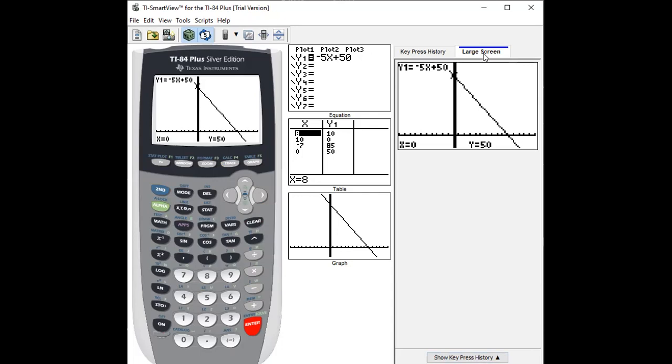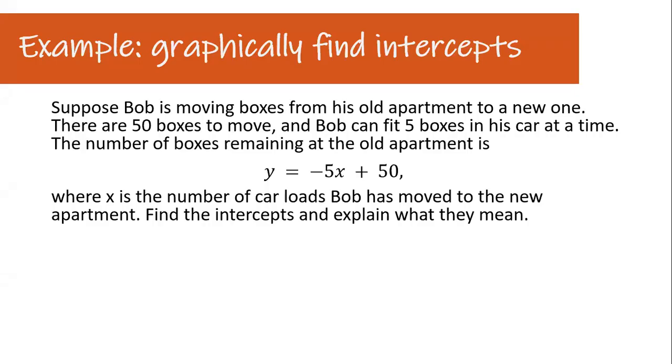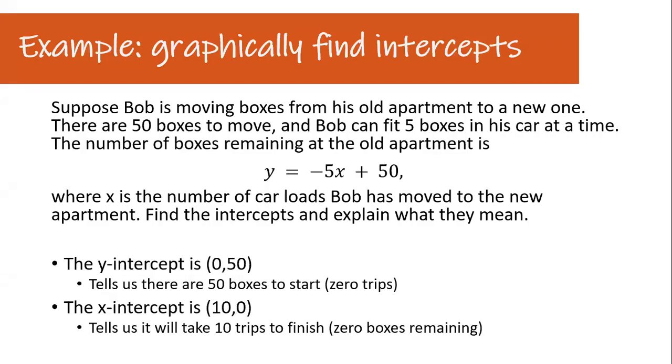Let's go back over here to our presentation and take a look. As we found, our y-intercept was (0, 50). We're going to think about that. What does that mean for Bob? This tells us that when x equals 0, so when he's made 0 trips, remember, x is the number of trips he's made, he has 50 boxes remaining at his old apartment, which makes sense. He packed them into 50 boxes and he hasn't taken any of them out yet.